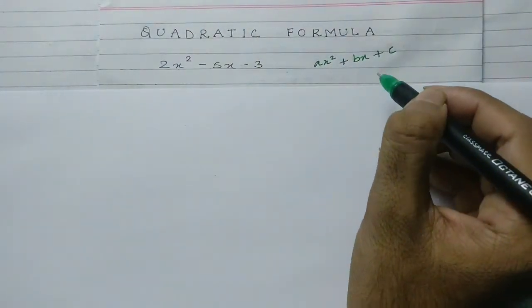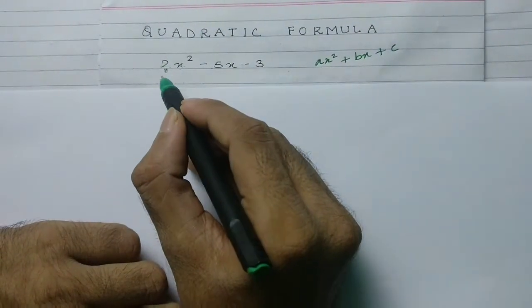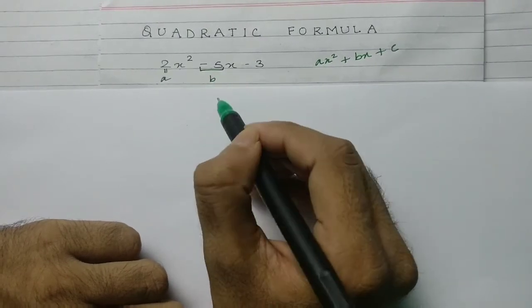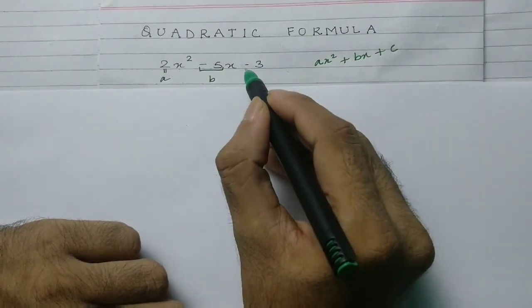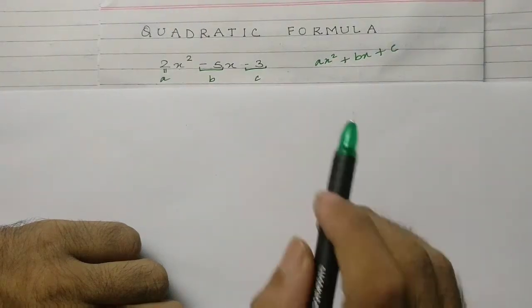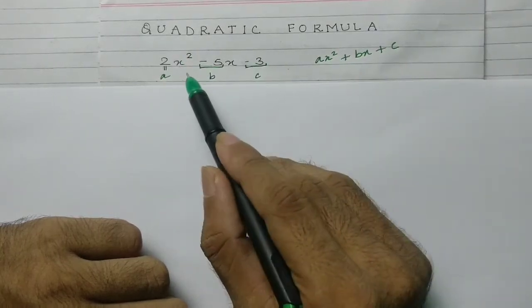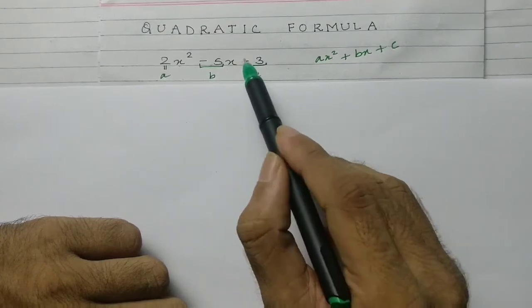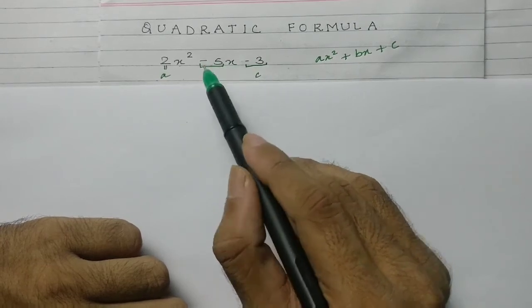Now with respect to this general equation, my value of a is 2, value of b is minus 5, and value of c is minus 3. So what I've done is I've written the general equation, and then with respect to the question that is given to me, I have found out the value of a, b and c. Always include the sign before the term, or before the coefficient.